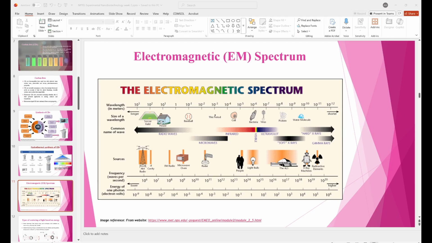Then what is Raman scattering? Raman scattering is an example of inelastic scattering. So it is interaction of light with molecular vibrations, which causes a change in energy of the scattered photon.